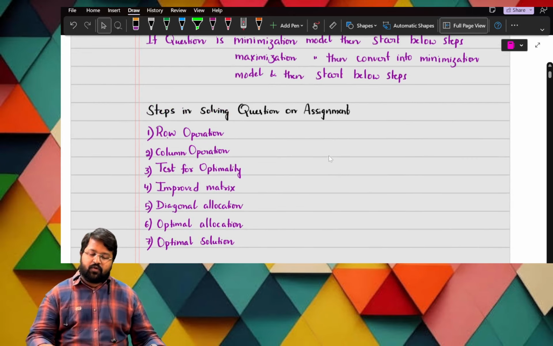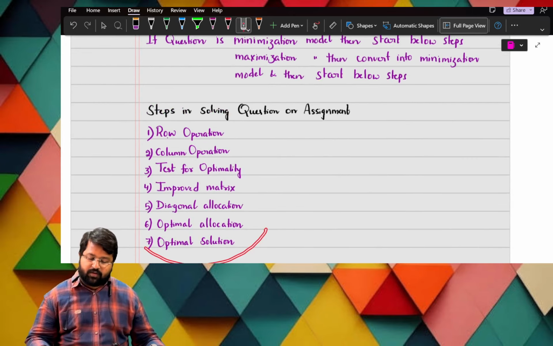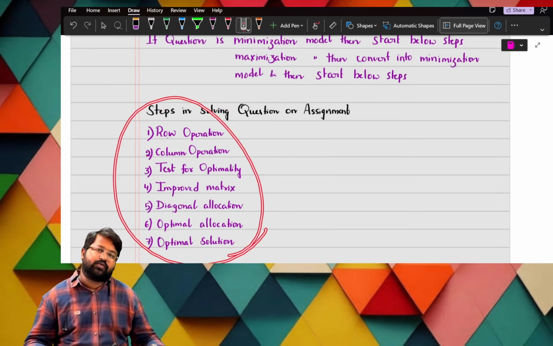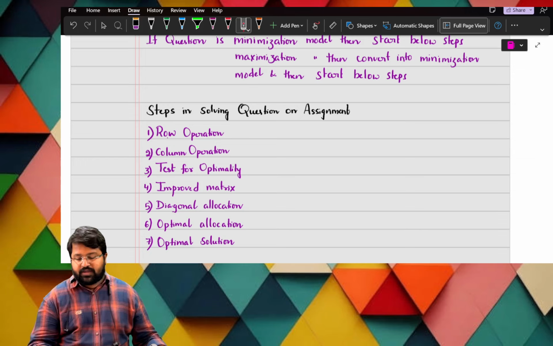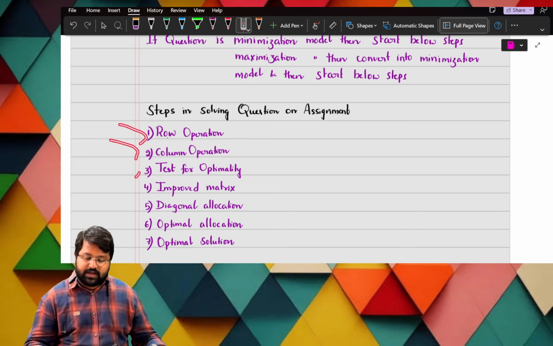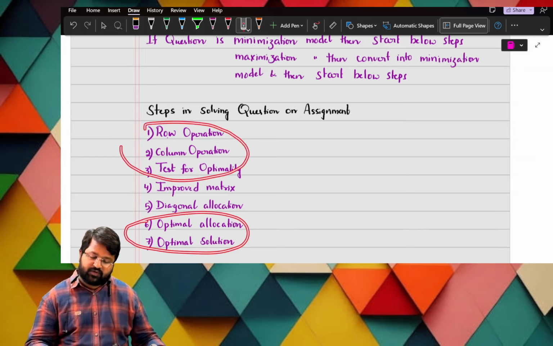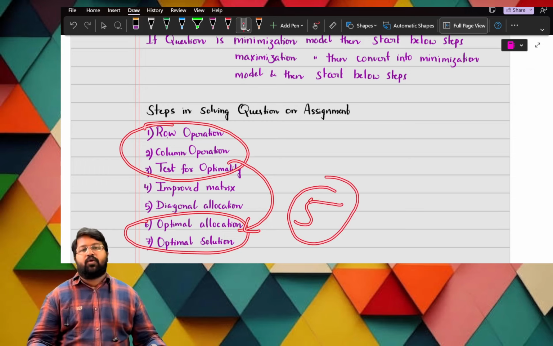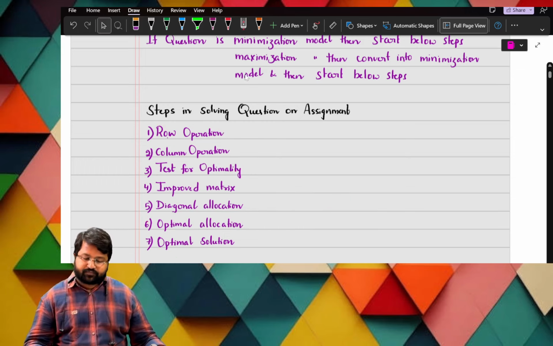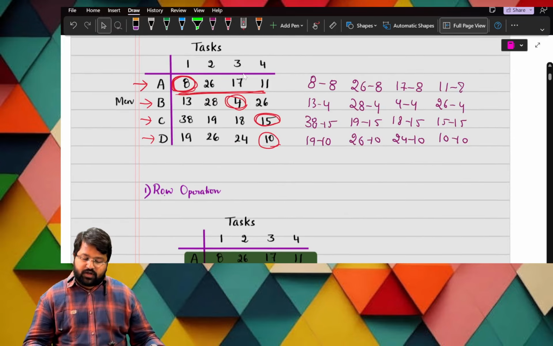One more important thing is that in all problems, all the steps may or may not be used. In the example I solved now, I used row operation, column operation, test of optimality, and the last two steps, so 3 plus 2, only 5 steps. In some problems, I have to use 7 steps.